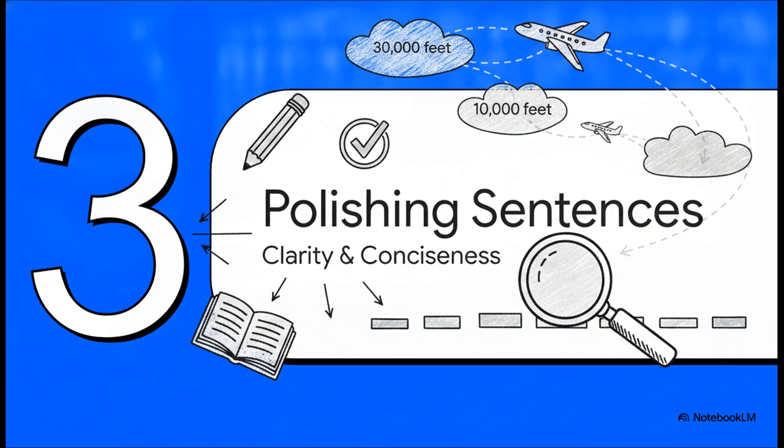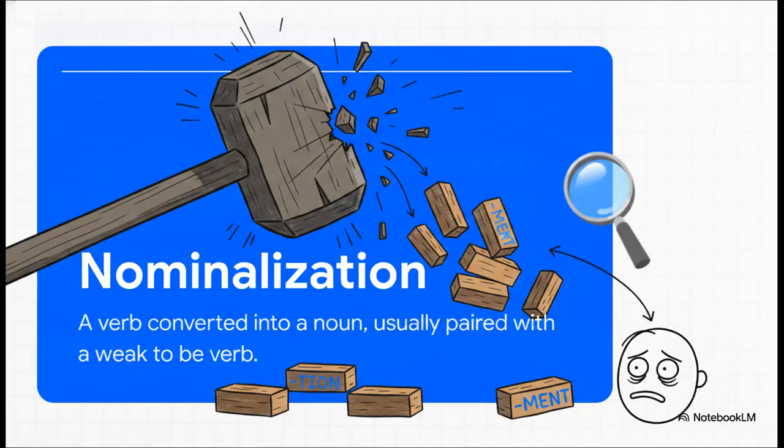Section 3, Polishing Sentences for Clarity. Now we're at the 10,000-foot view, and we have to talk about one of the absolute biggest offenders in technical writing, the nominalization. This happens when a perfectly strong, active verb gets converted into a clunky noun, usually ending in something like "tation" or "ment," and then it gets paired with a really weak to-be verb like is or are. When a writer piles these up into what we call noun stacks, hitting the reader with a long string of them is honestly like hitting them over the head with a blunt object.